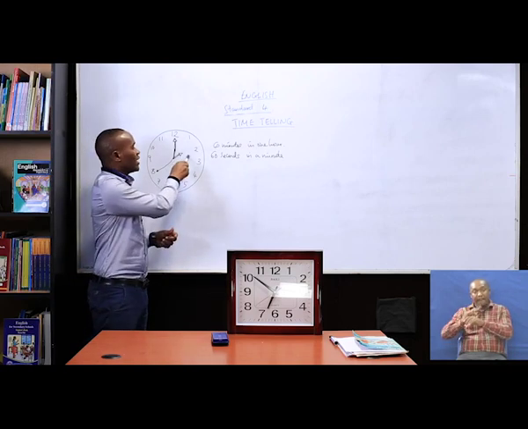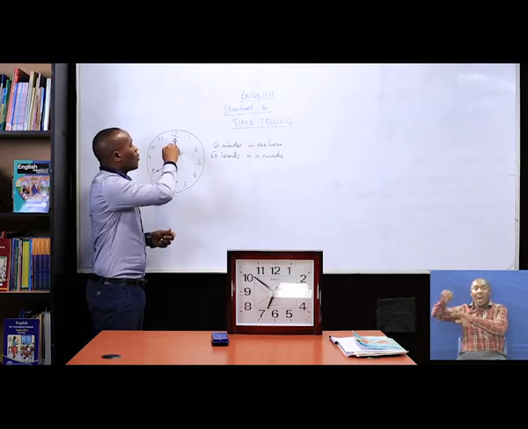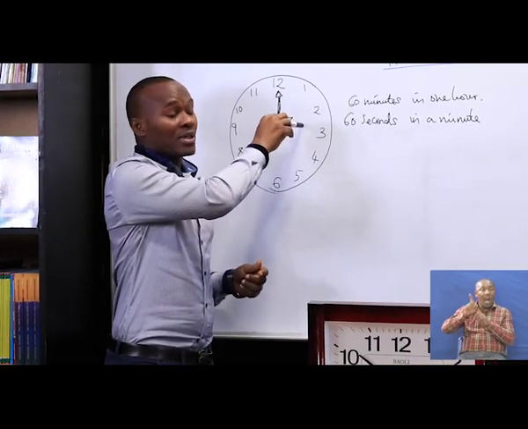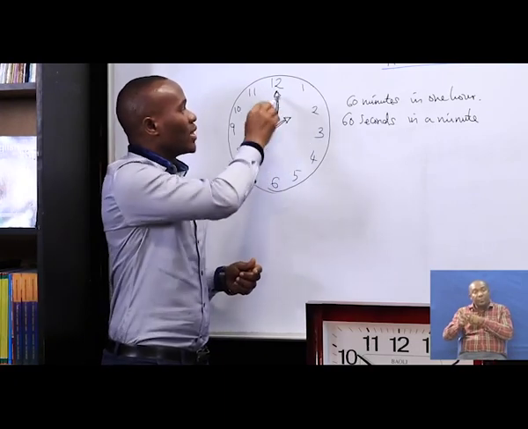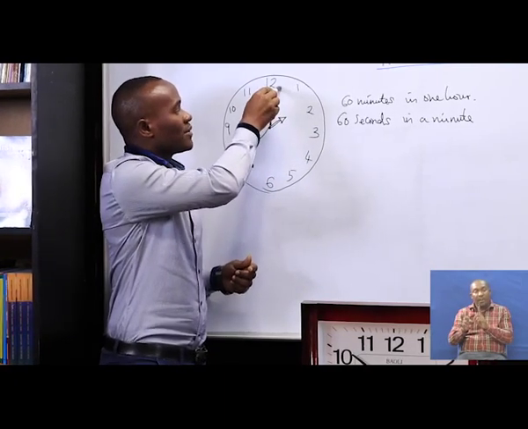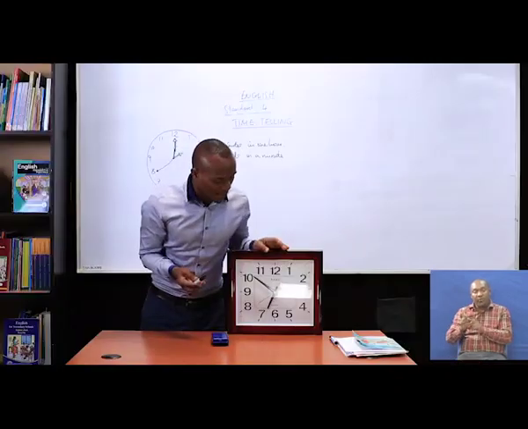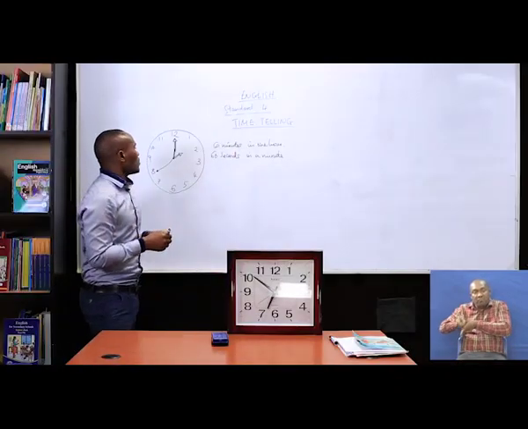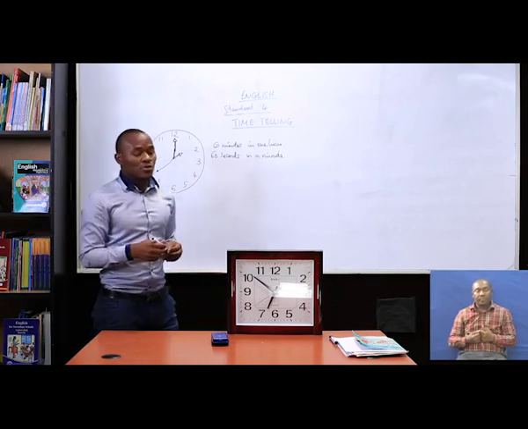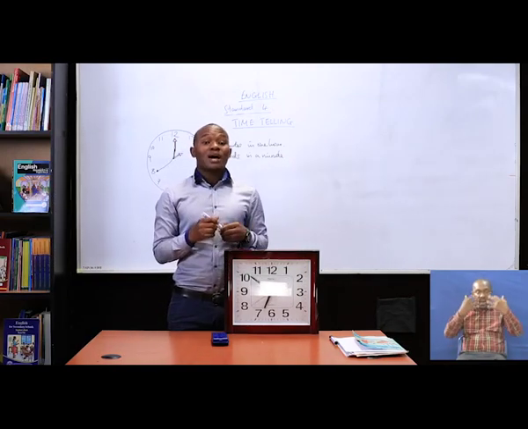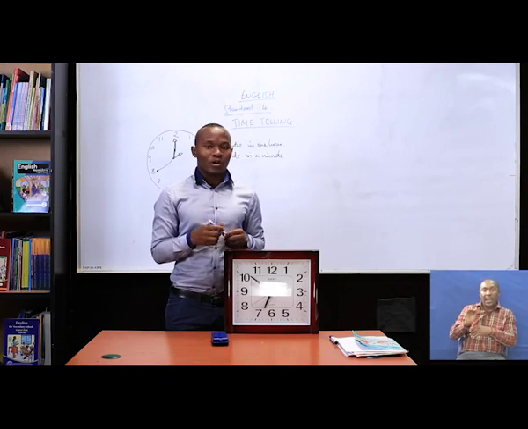And this short arrow here shows the hour. So when the long arrow moves, the short arrow also moves. When the long arrow gets up to number 12, then the short arrow also moves and gets to a certain hour. So let's go to our topic today. We are going to learn about how to tell the time when it is o'clock.